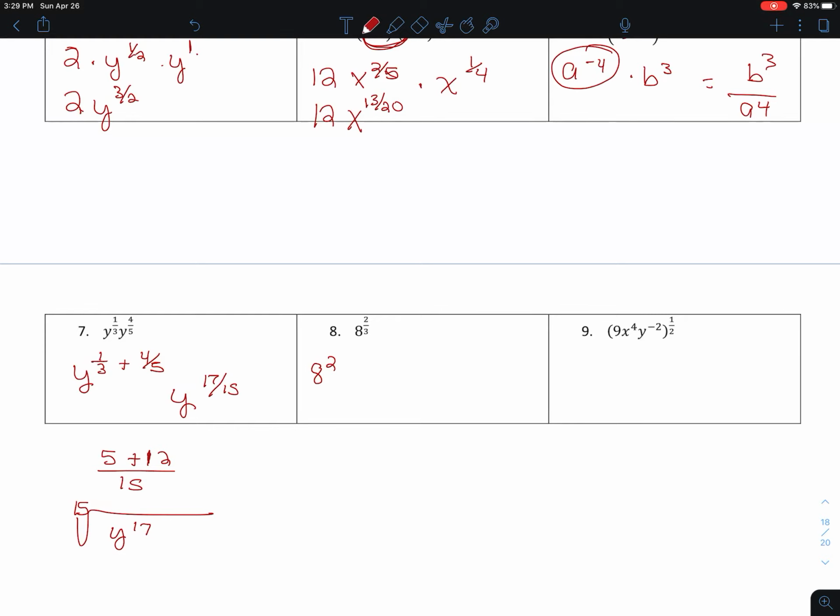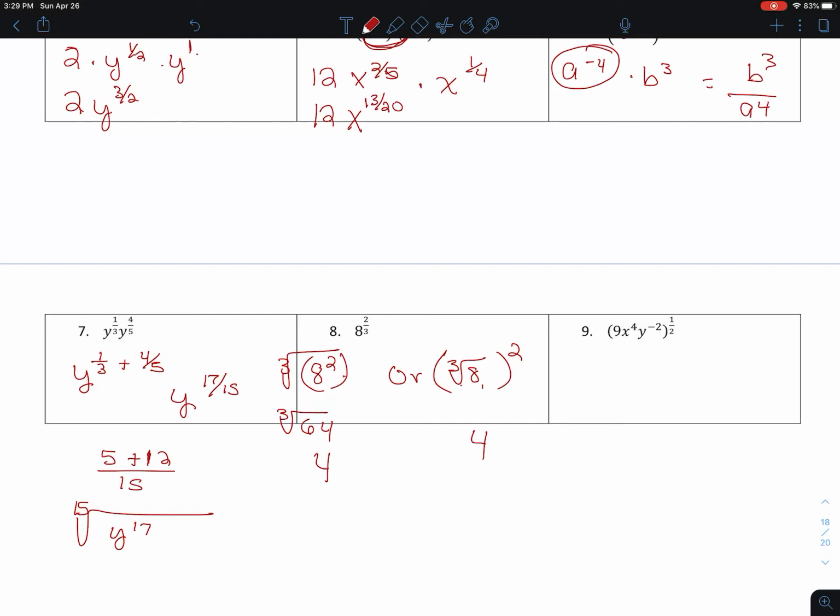You could do 8 squared and then take the cube root of that. Or you could do the cube root of 8 and then square that. So it doesn't really matter. I would probably do the cube root of 8, which is 2, and then square that to get 4. Here, if you squared this first, you get the cube root of 64, which we talked about earlier was 4. So you could do it either way, and you still get 4.